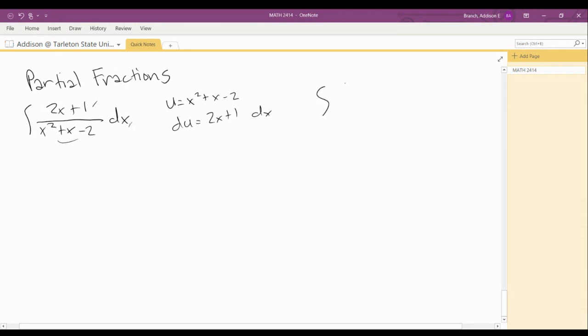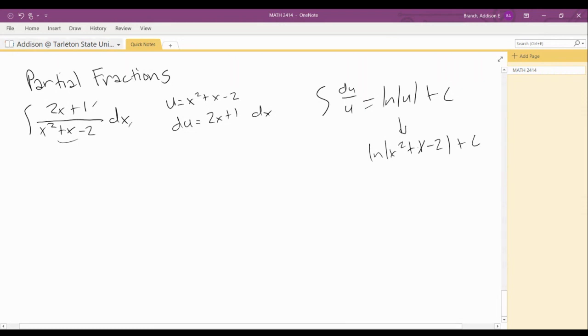That would just be du over u, which gets you the natural log of the absolute value of u plus c. And then you just plug in your x. And you're done.